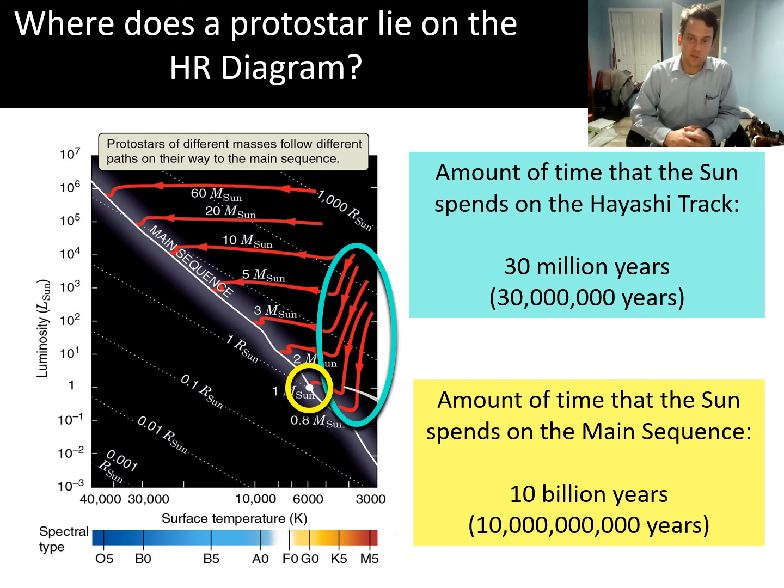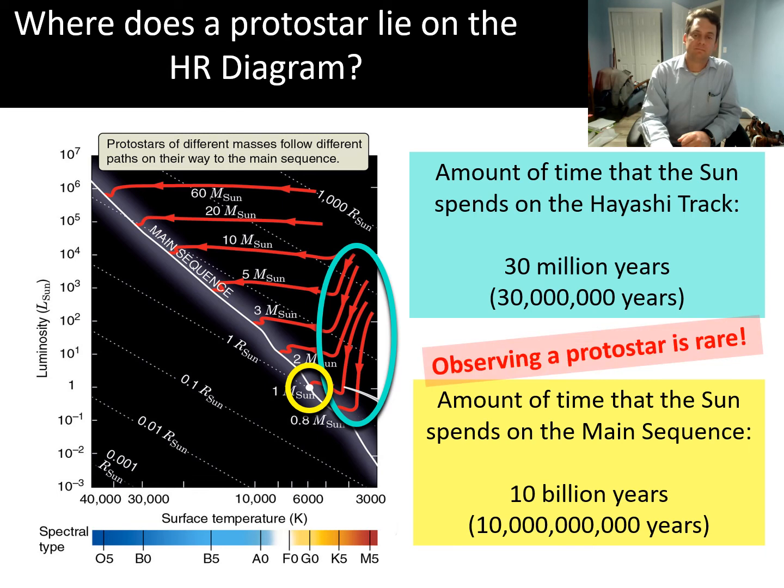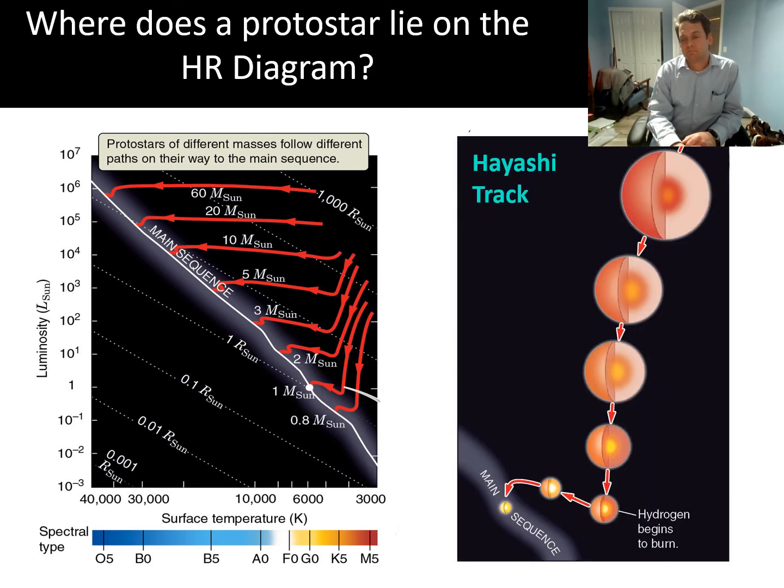Now, relative to your lifetime and mine, it's obviously a different story. But the result of this is that because it happens so quickly, in astronomical timescales, observing a protostar is very rare. You would really have to be looking at exactly the right place at the right time to catch this thing happening. And here's just another schematic of the Hayashi Track.